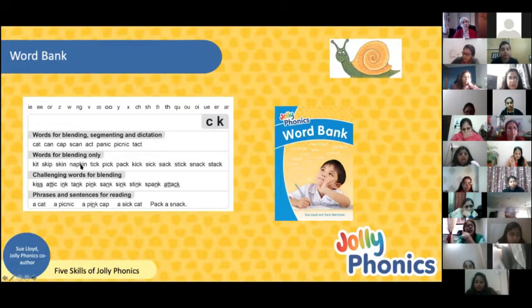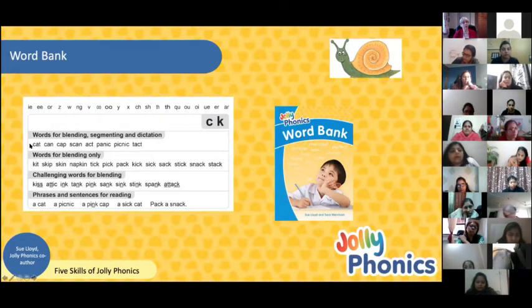Now in this one, we avoid the k for writing, because the children, when they come to the k at this stage, don't know whether to put a C, a K, or a CK. So at this stage, we only use these for blending. If you want to do dictation, use those ones at the top.